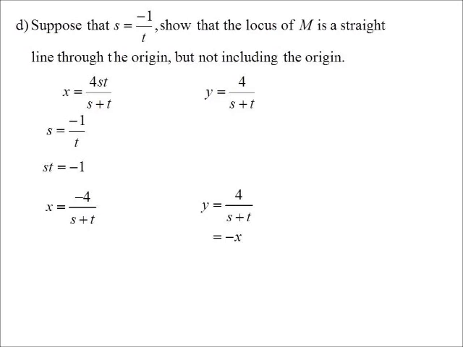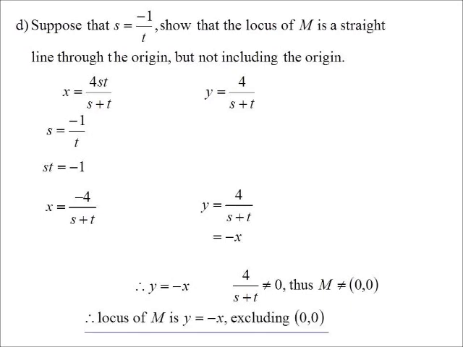However, they've put the little kicker in there that it can't include the origin. Why is that? Well, have a look at x and y. It's a fraction with a constant on the top of the fraction. That fraction can never equal 0. We will never get the point 0, 0. Okay. So y equals negative x. However, 4 on s plus t can't equal 0. So therefore, M can never be the point 0, 0. So the locus of M is y equals negative x, excluding 0, 0.